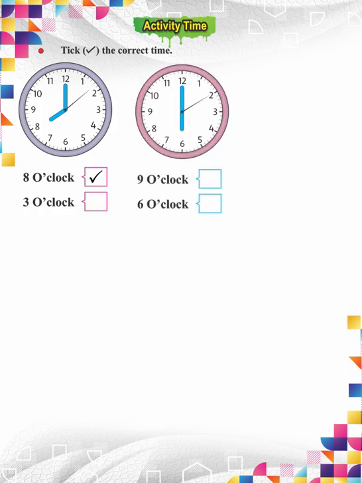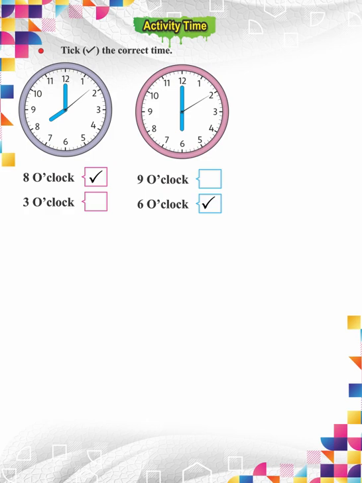From left to right in the second wall clock, the hour hand is at 6, while the minute hand is at 12. It is 6 o'clock. Tick 6 o'clock under the second wall clock.